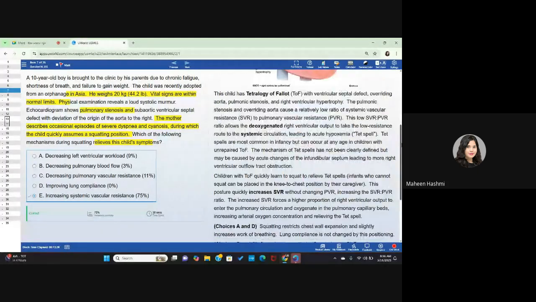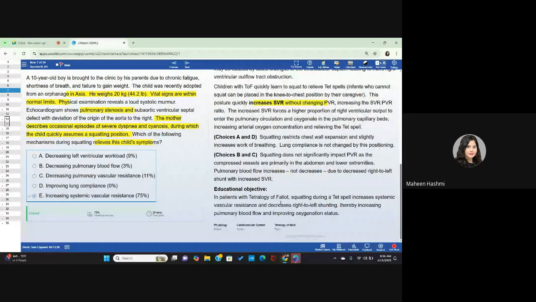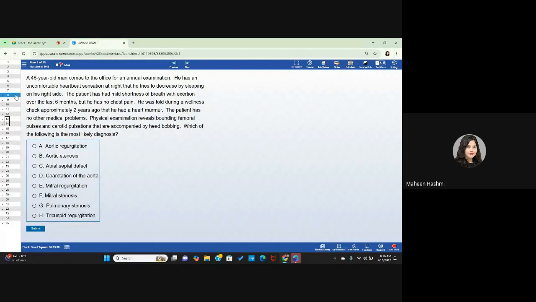Okay, so I want you to remember. If the SVR is increasing, then it causes a decrease in the shunt, and when the child assumes this squatting position, it is called a TET spell as well. It decreases right to left shunting, and thereby it increases pulmonary blood flow, and the child is able to breathe better in these conditions. All right. Okay, next question.